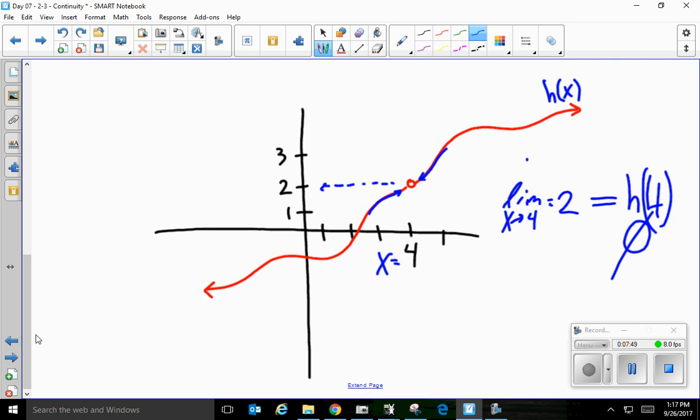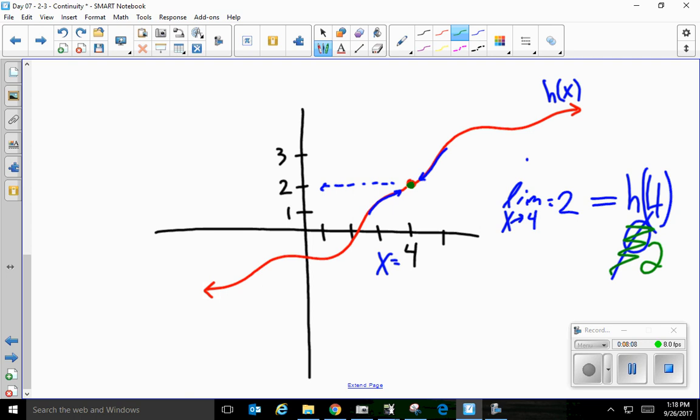But watch what happens. All I'm going to do is one simple thing. I'm not going to make there a hole there anymore. Now what's h of 4? It's 2, isn't it? Wait, how does that work? What do you mean, how does that work?